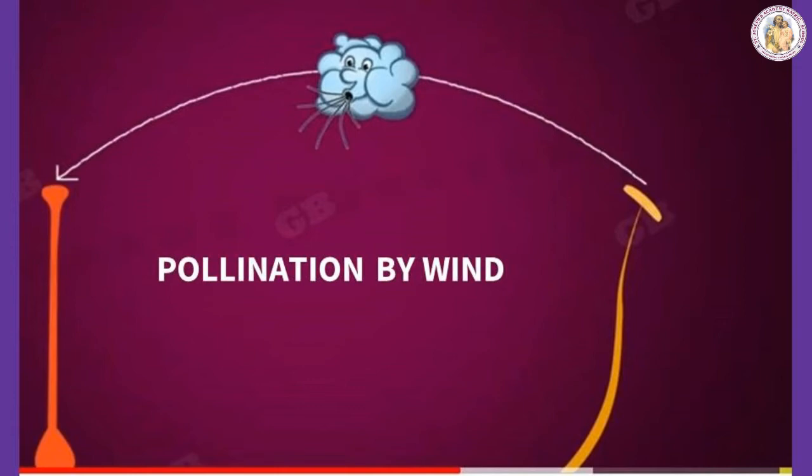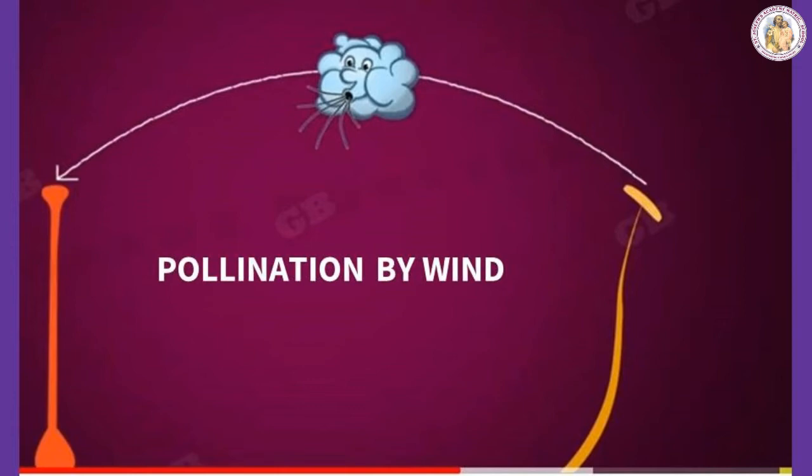Pollination with the help of wind is called anemophily. This anemophilous flower produces an enormous amount of pollen grains. The pollen grains are small, smooth, dry and light in weight. Pollen of such plants can be blown off to a distance of more than 1000 kilometers. You can think it over, 1000 kilometers.